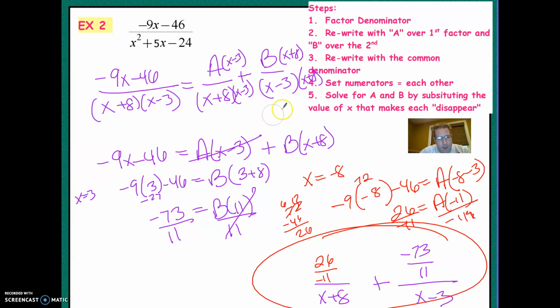All right, and yeah, it didn't work out too well, but it's the exact same steps as we just did on the last problem.